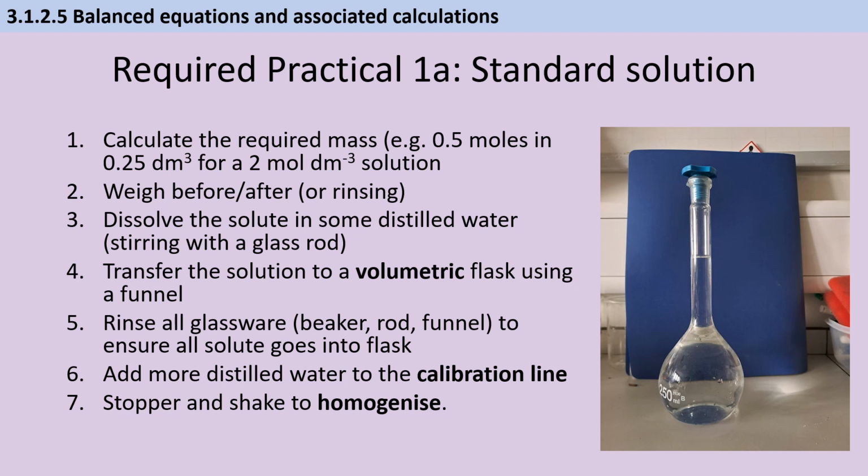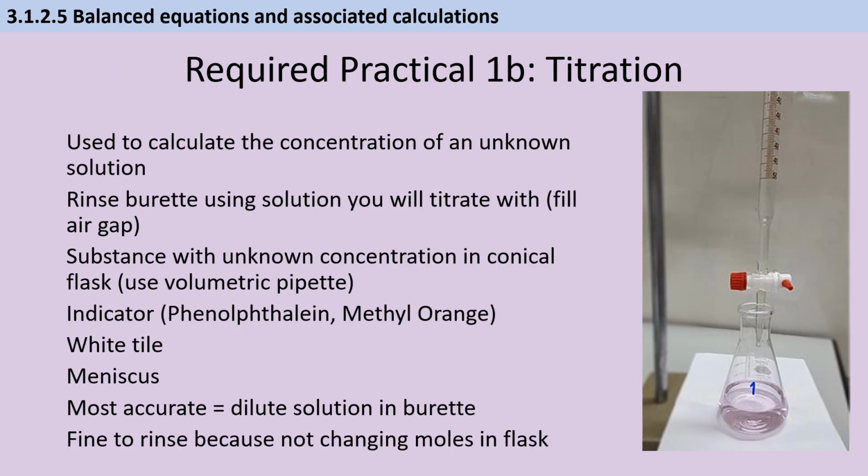You then stopper your volumetric flask and invert it several times to homogenise the solution. This inversion has to happen right at the very end. It's not something that you're doing earlier to make things dissolve. Then in the second part, you're carrying out a titration in order to work out the concentration of an unknown substance, and that's what's going in your conical flask.